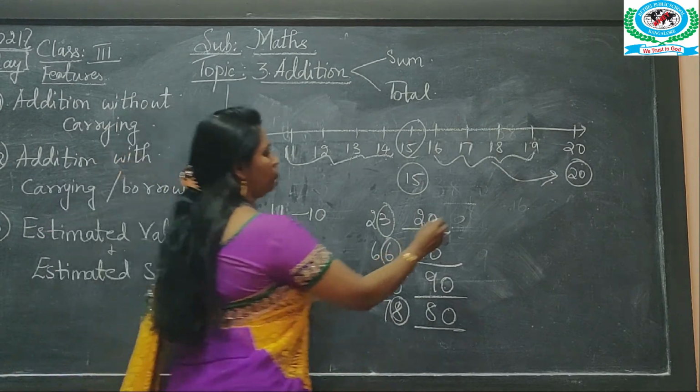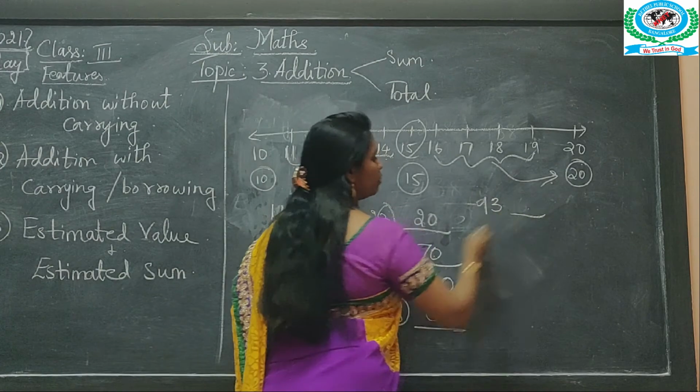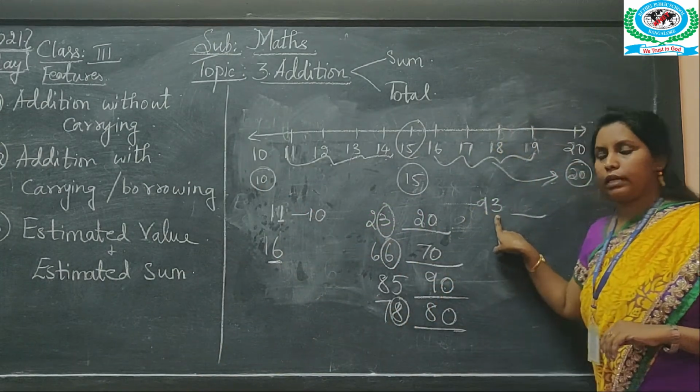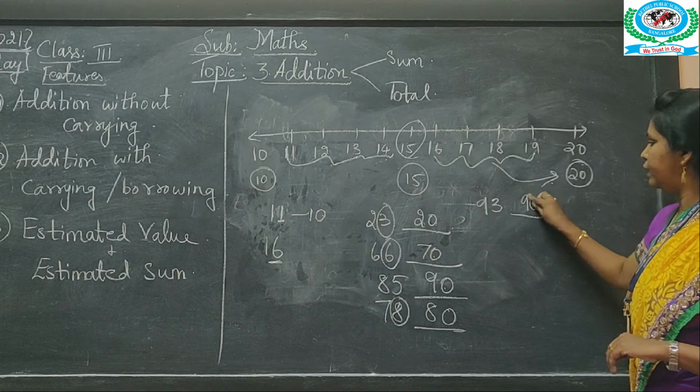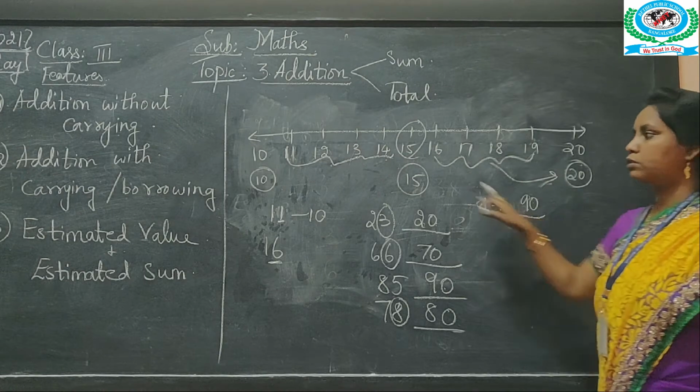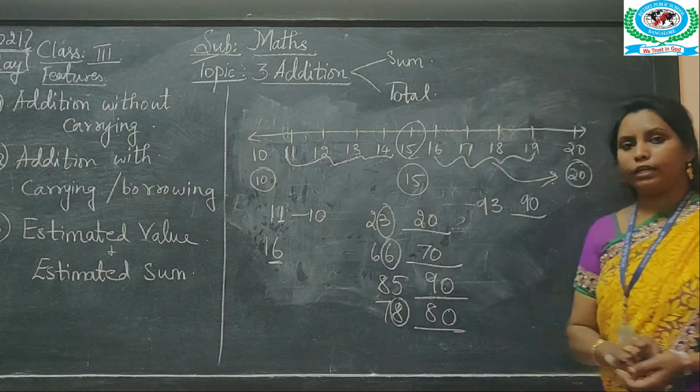Then one more example. 93 is how much? The number in the unit place is 3, so it will be 90. The nearest place value of that number is called the estimated value.